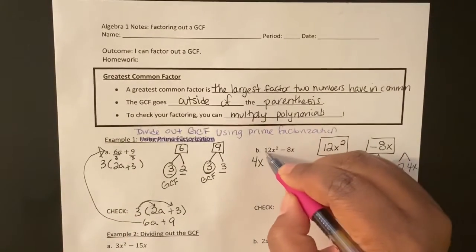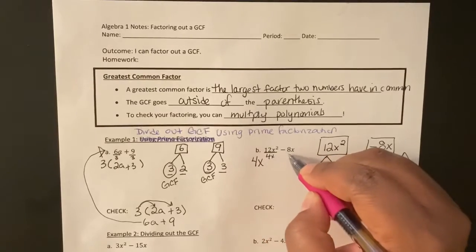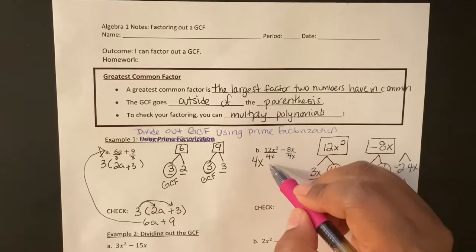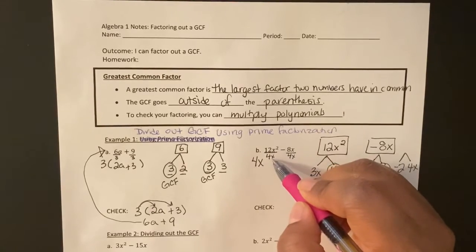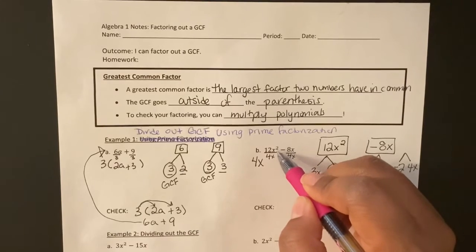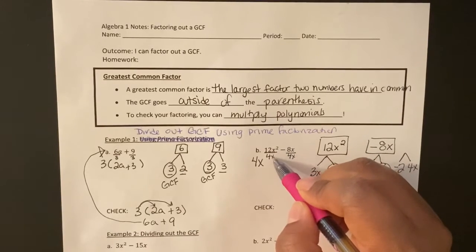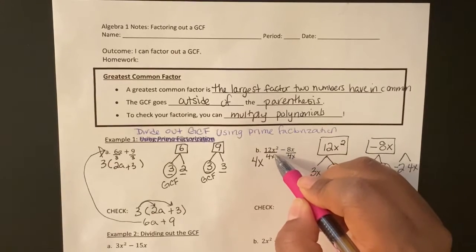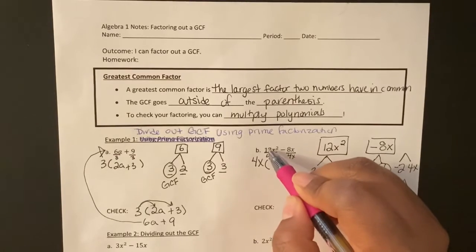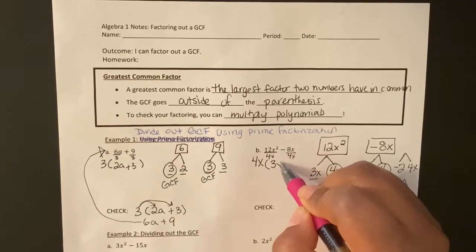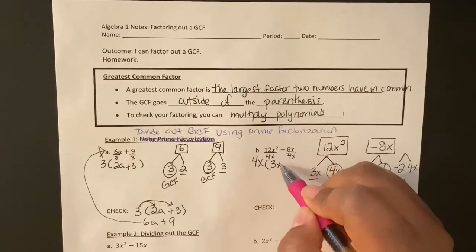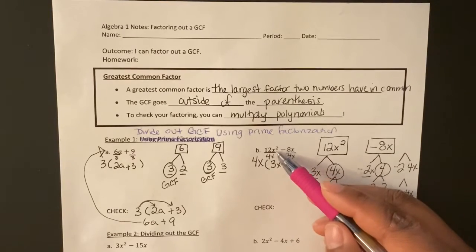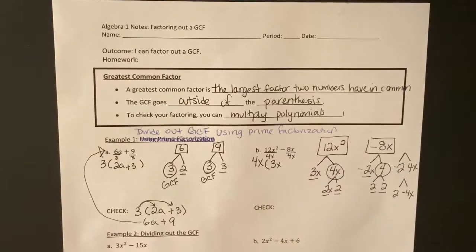So if 4x is my GCF, I'm going to divide both of these terms by 4x. When I divide 12x squared by 4x, we have to use our exponent rules. X squared divided by x, you're basically subtracting the exponent. So 12 divided by 4 will give us 3x, because x squared divided by x is just x. So I'm saying x squared minus x to the first, 2 minus 1 is 1.